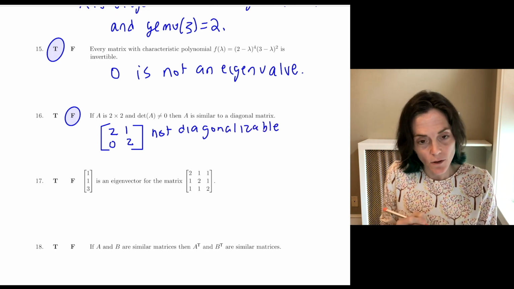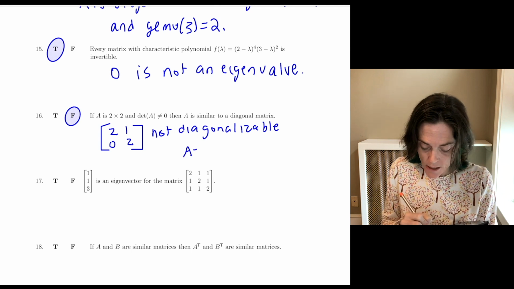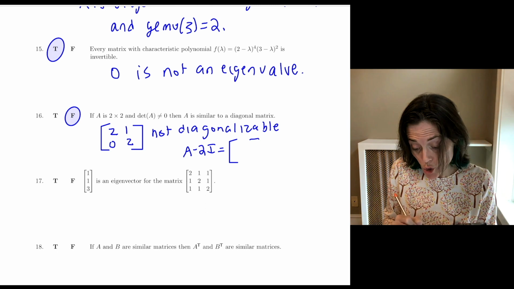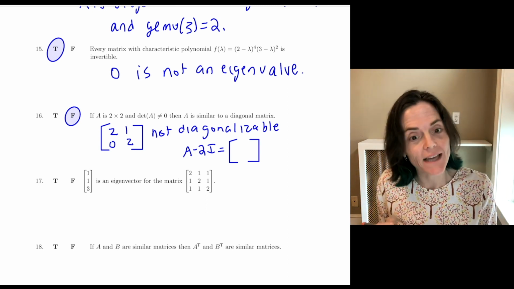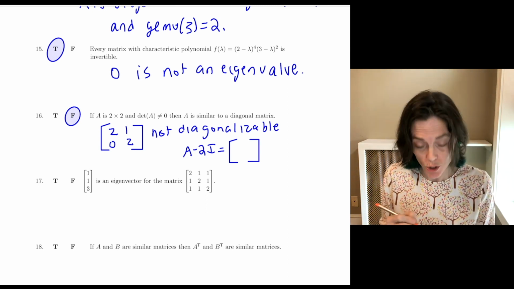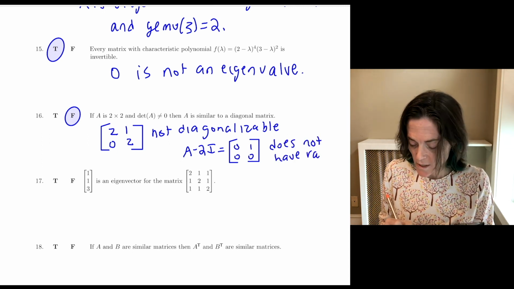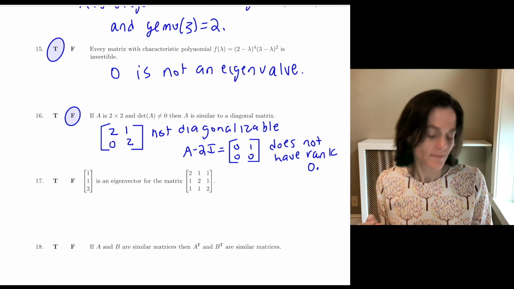It's on the diagonal. And A minus 2I is this. We would need to have 2 linearly independent eigenvectors corresponding to lambda equals 2. And we do not. This does not have rank 0.